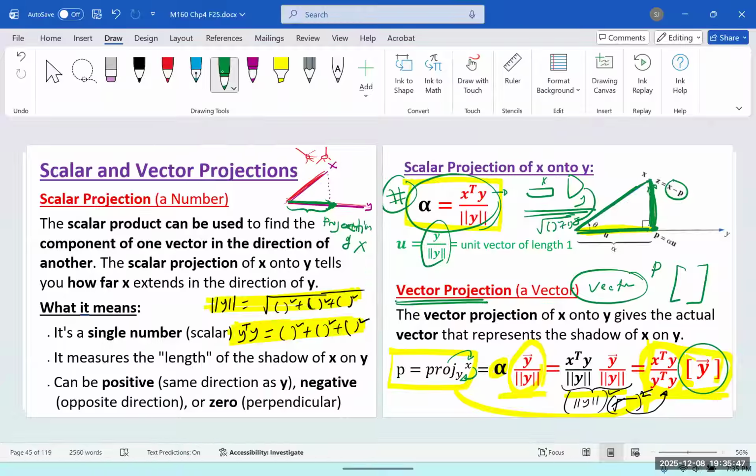So scalar projection means how much is the projection. And vector projection means what is the vector of that projection. So you're looking for two things: the length of the projection and the actual vector itself. To find each one of them, you use different formulas. So all you have to do is put together your formulas and then you'll be fine.